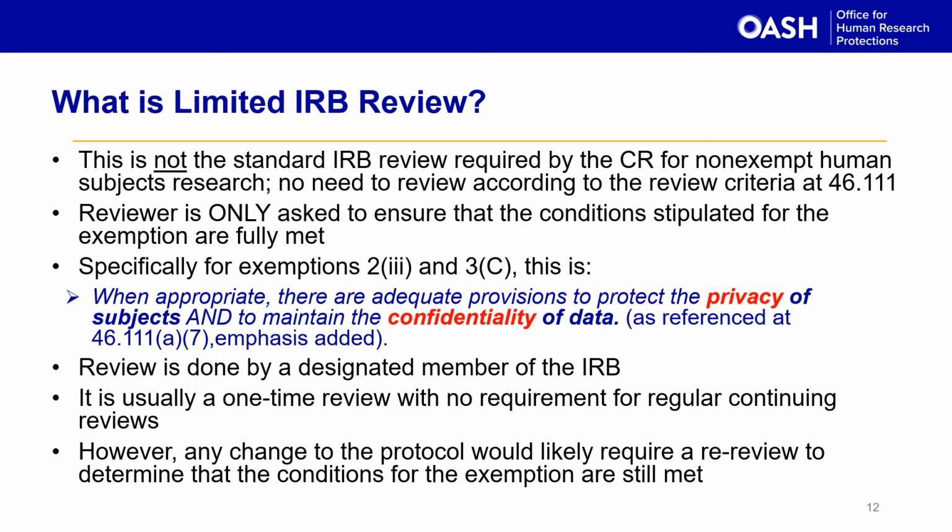The limited IRB review requirements are designed to provide privacy safeguards to reduce the chances that the disclosure of identifiable private information will occur and lead to harm. The privacy and confidentiality protections are examined to ensure that they are adequate enough. The reviewer should only consider the particular conditions needed to meet this exemption. The reviewer should not look to the review criteria found at 46.111.